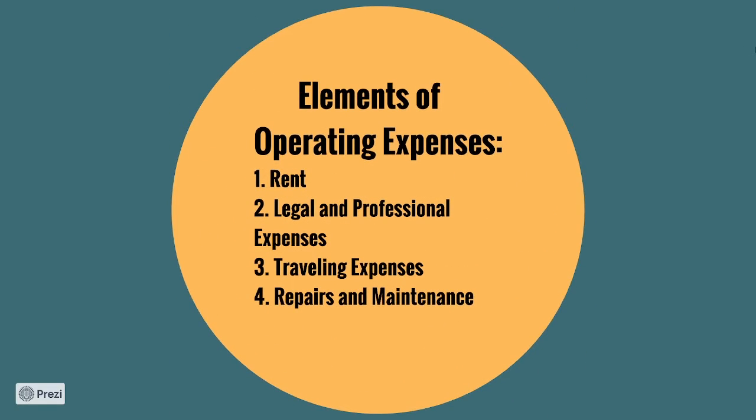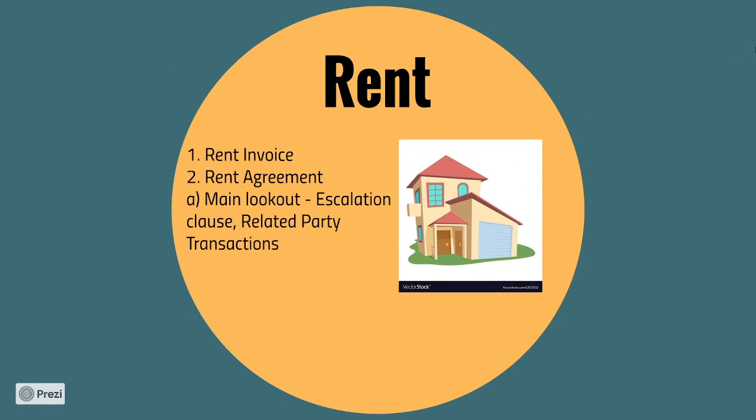So these are the elements of operating expenses: rent, legal and professional expenses, traveling expenses, and repairs and maintenance. So how do we check rent?